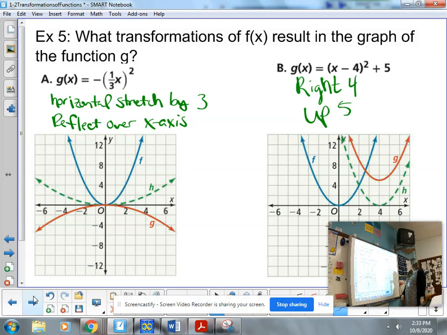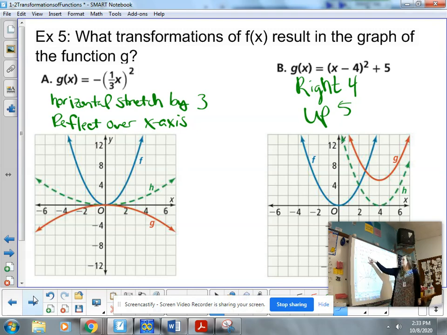With this one, we were just looking at a couple of graphs and basically just stating how the blue graph turned into the red graph. The green dotted graph is the midway graph. So that would be doing one of the transformations. It's actually doing the one that's listed first. And then doing the second transformation would give you the final picture, the red one.